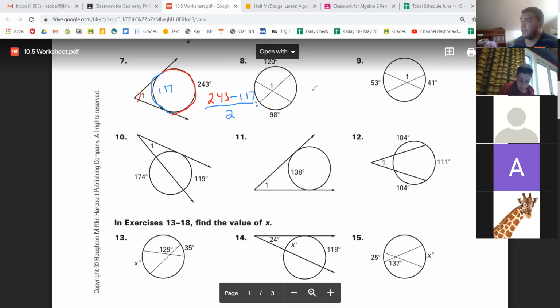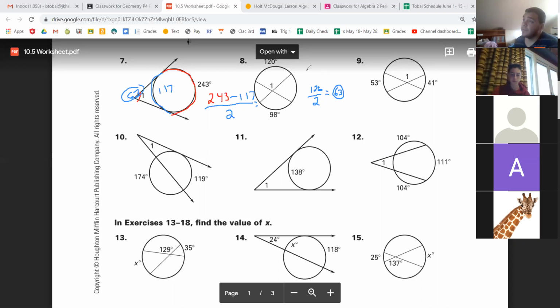126. 126 divided by 2 is 63. So this angle over here, angle number 1, is 63.